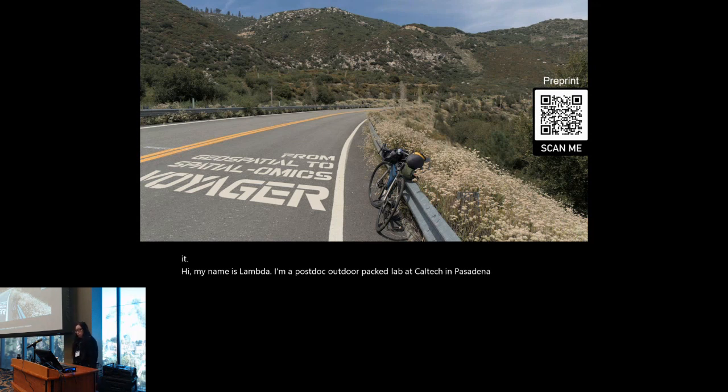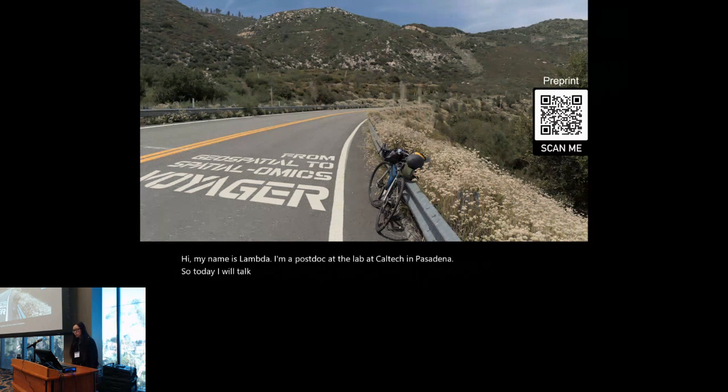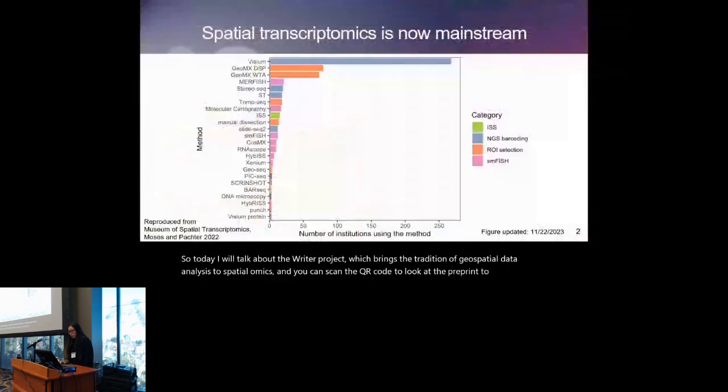Today, I would talk about the Voyager project, which brings the tradition of geospatial data analysis to spatial omics. And you can scan the QR code to look at the preprint to read more about this project.